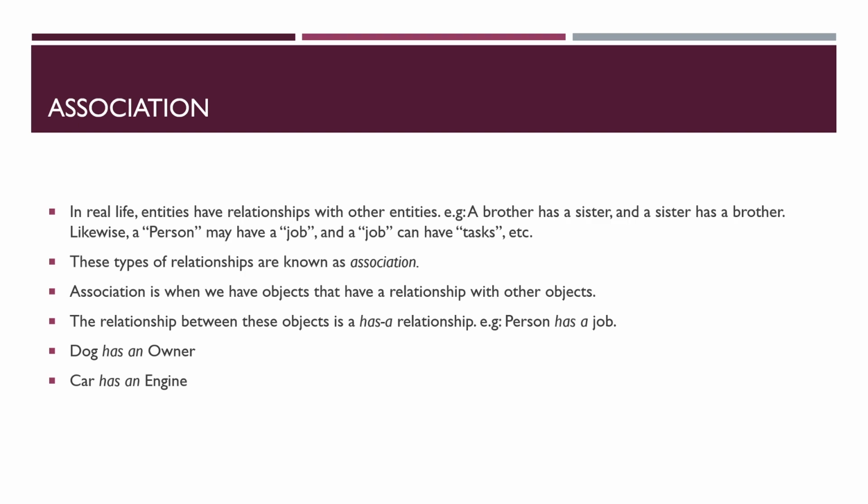And the type of relationship that these objects have is a has-a relationship. Notice how the entire time I've been saying a brother has a sister, a sister has a brother, a person has a job, and a job has tasks. Okay, these are has-a relationships. Just like we said, a computer has a processor, memory, CPU cooler, GPU, case, SSD, HDD, all these types of objects. A dog has an owner. A car has an engine.